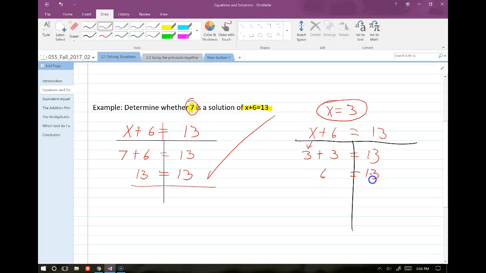Does 6 equal 13? Sorry. Thank you, Juan. All right, very good, very good. That should be 9. Should be 9, right? This is wrong, and we're also being tricked. Yeah, that's the law of wrong numbers.